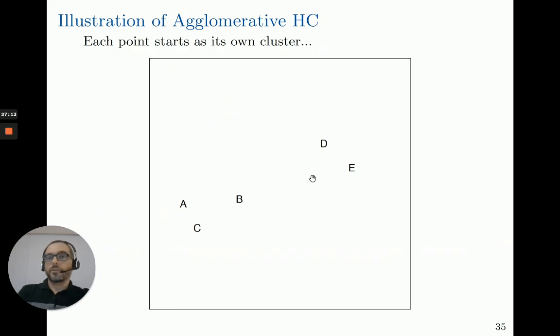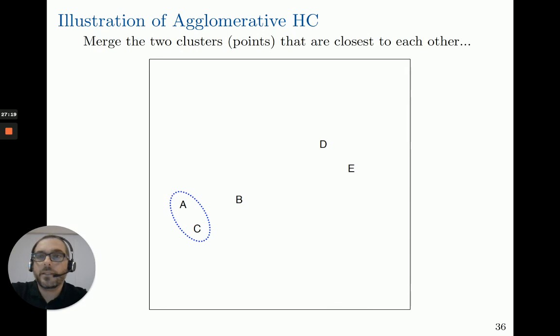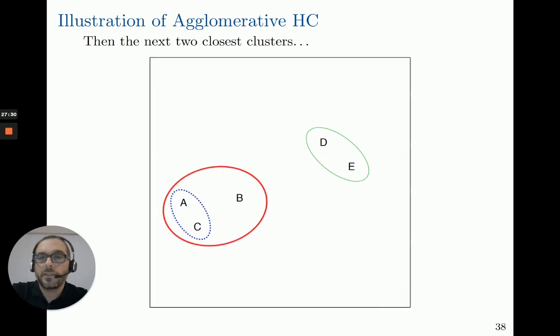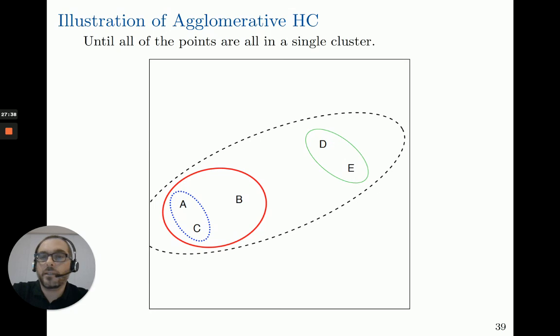So we have here 5 points. We are going to merge 2 points that are close to each other, so A and C, D and E. The next one is D and E, and the third one is B, A, and C, and the final one is all points.